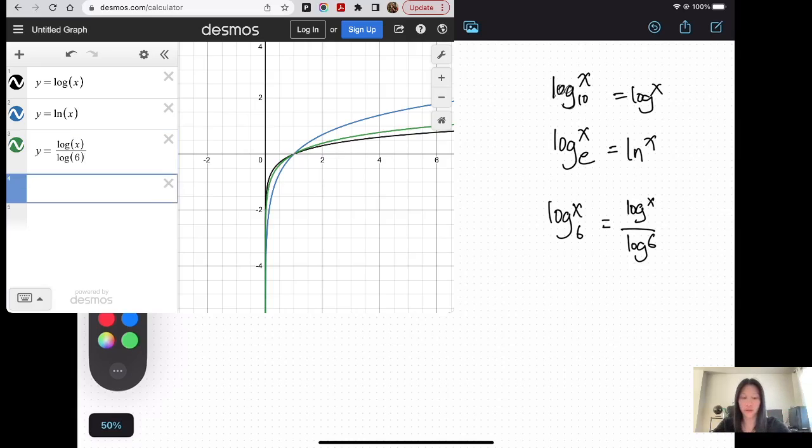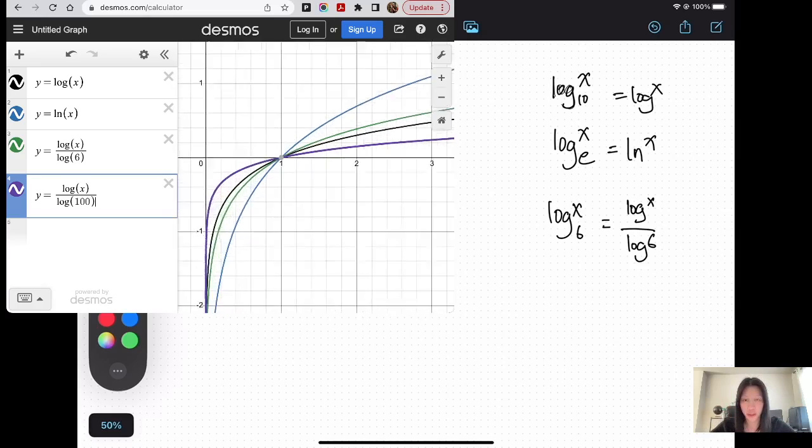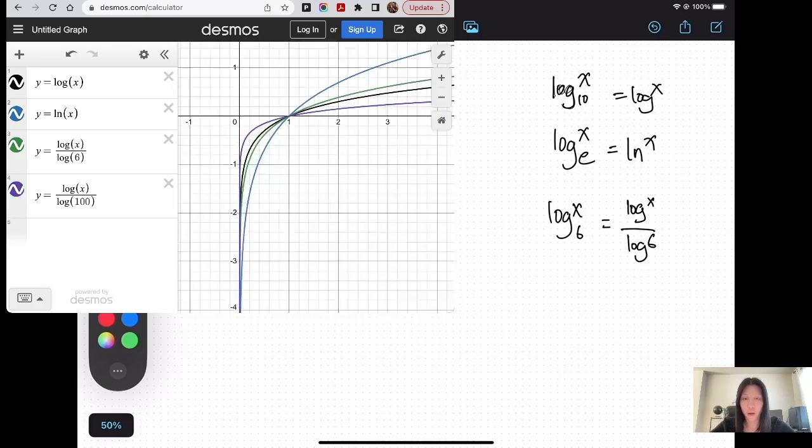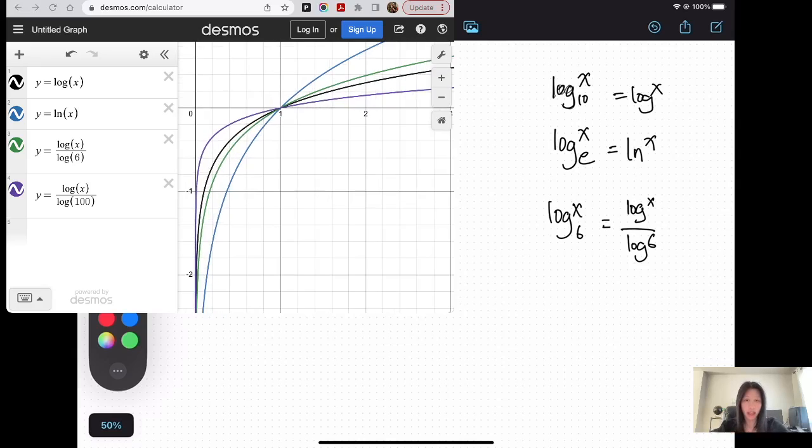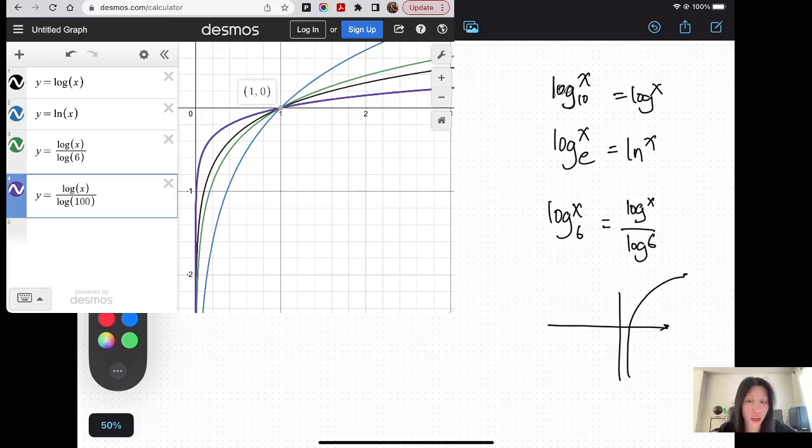Now let's continue, such as I want to see log of x divided by the base, let's do 100. As you can see, if you pay attention to these graphs, they all have the same pattern, right? They all look like this one, and they pass through one common point. If you zoom in, you will notice that they pass through (1, 0).